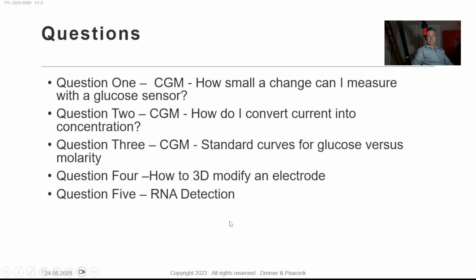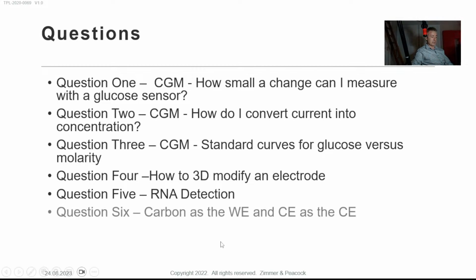Number 5 is about genetic testing. Genetics can mean RNA, DNA. Well, genetics is strictly speaking DNA, but when people talk about genetics testing, they kind of mean molecular assays. So I'll talk about RNA, DNA assays. Somebody else wants a screen printed electrode where the carbon is working, so where the working electrode is carbon and the counter electrode is carbon, and they actually want silver chloride as the reference electrode.